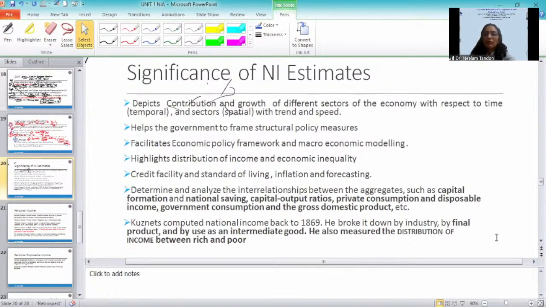It takes care about inflation. Through national income accounting, you come to know about the rate of inflation in the country. It helps to forecast for the future, which sectors are leading to high inflation, what kind of policy measures to be taken for that, where to be given interest subsidies, where to be penalized with high taxes. So that's the role of national income accounting.